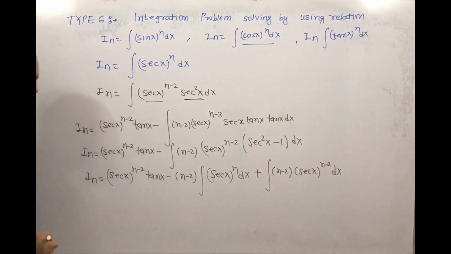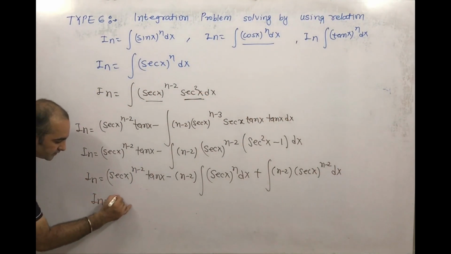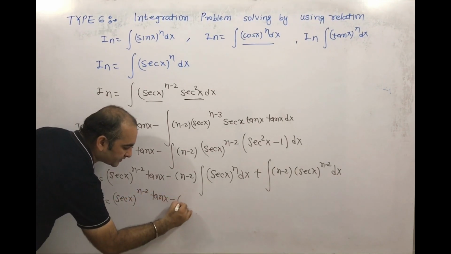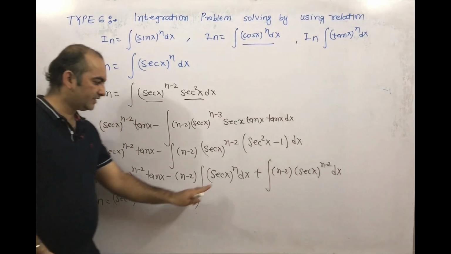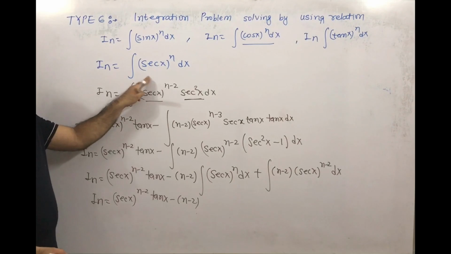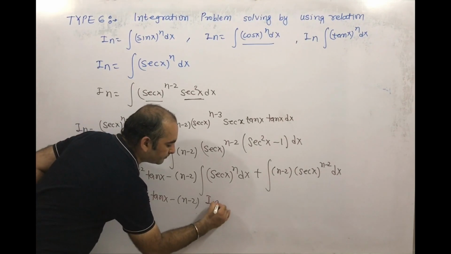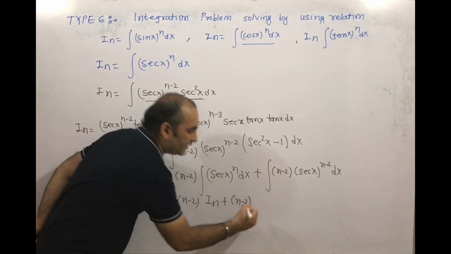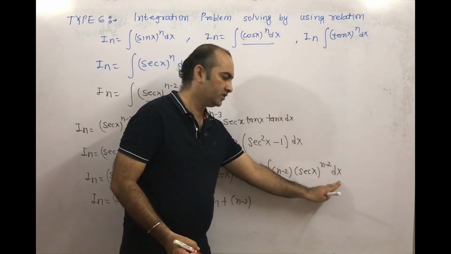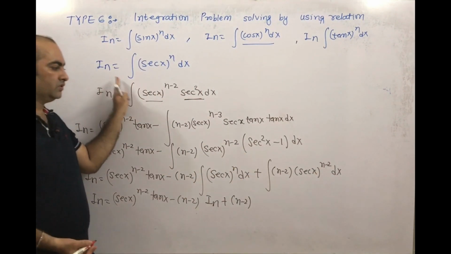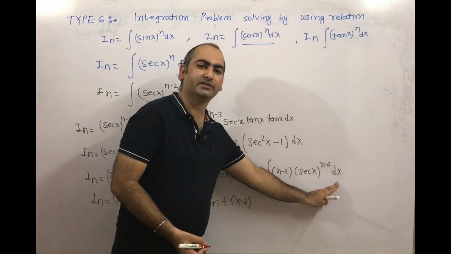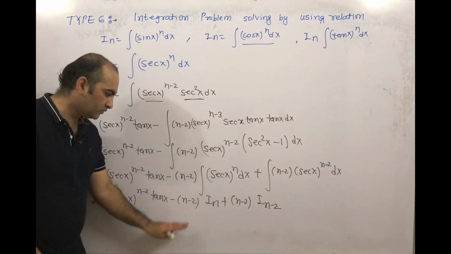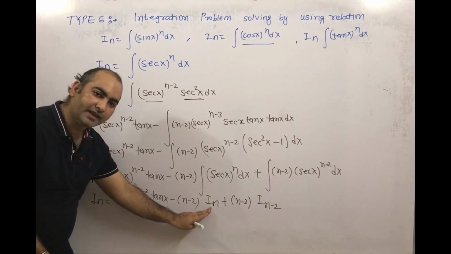So we can write In equal to secant x to the power n minus 2 into tan x minus n minus 2 integration of secant x to the power n dx, so that is In, plus n minus 2 integration of secant x to the power n minus 2 dx. Here, instead of n, if I put n minus 2, we get the integration of secant x to the power n minus 2 dx. So instead of this we can write I of n minus 2, correct?